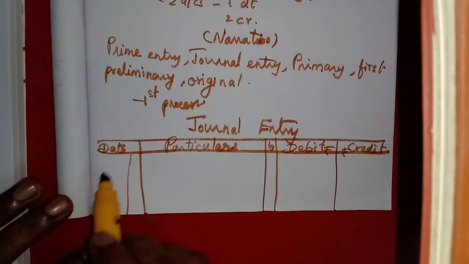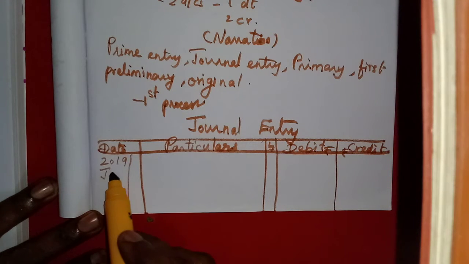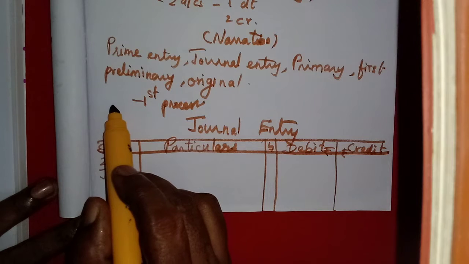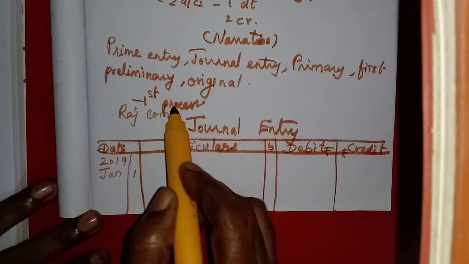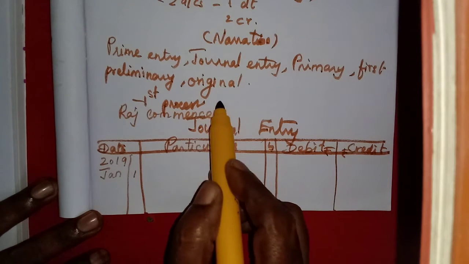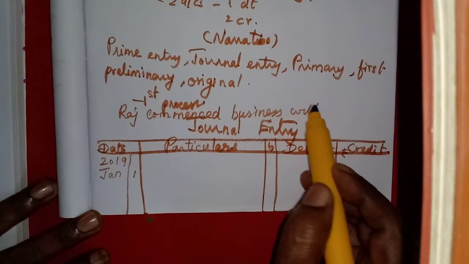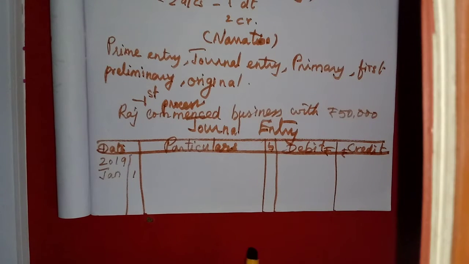First, the date. For example, 2019, we should write like this. Then the year we have to write first, then the month, Jan. Then the date will be in the small column. For example, if the transaction is that Raj commenced business with rupees 50,000, this is the first transaction. So we have to prepare one journal entry here.